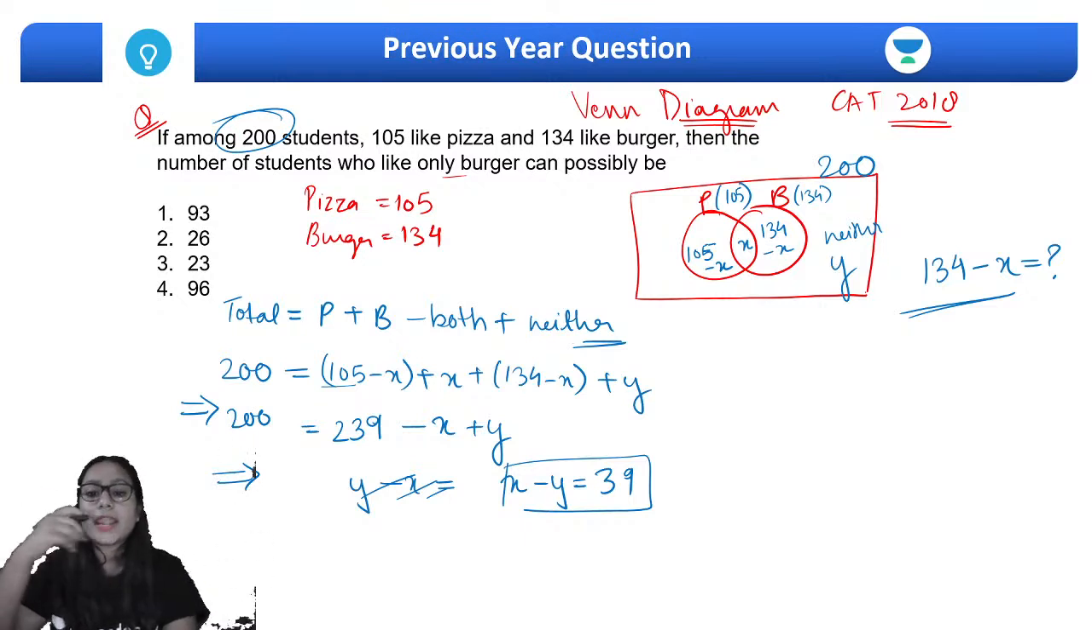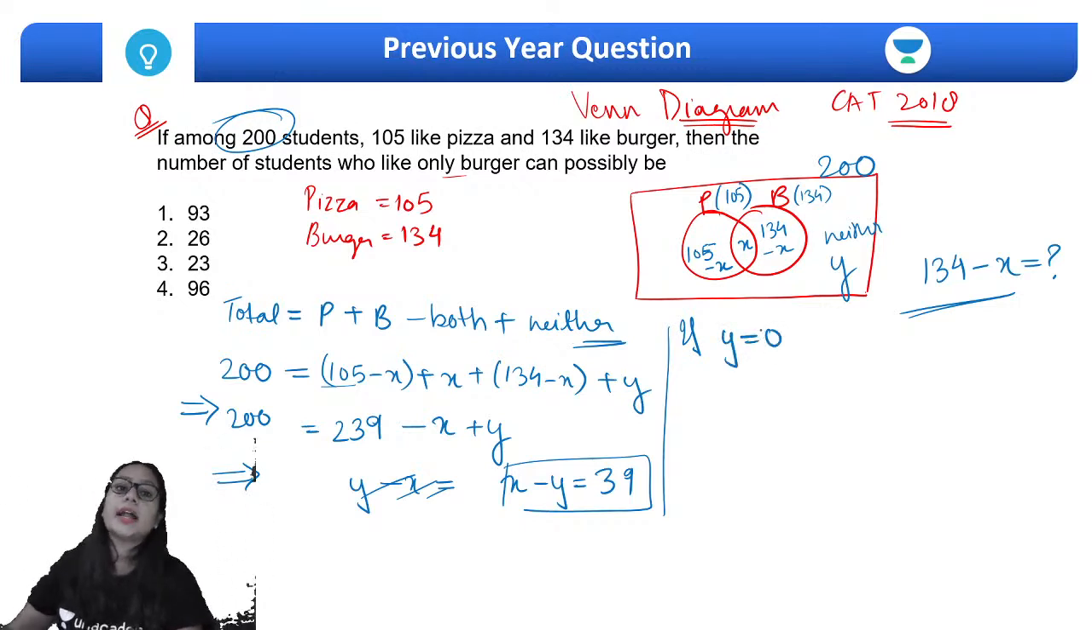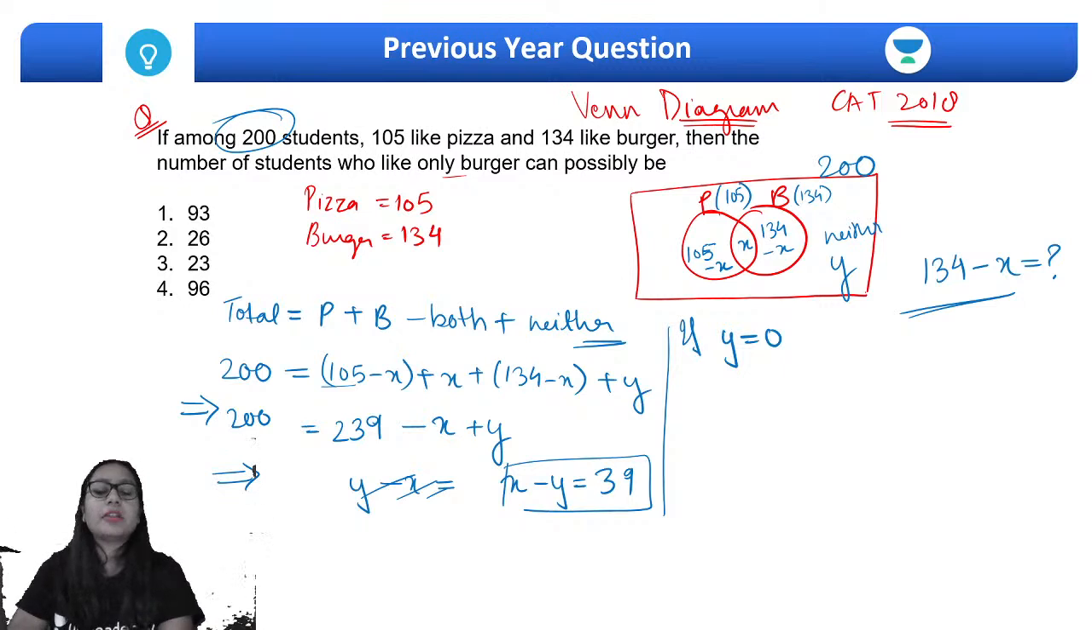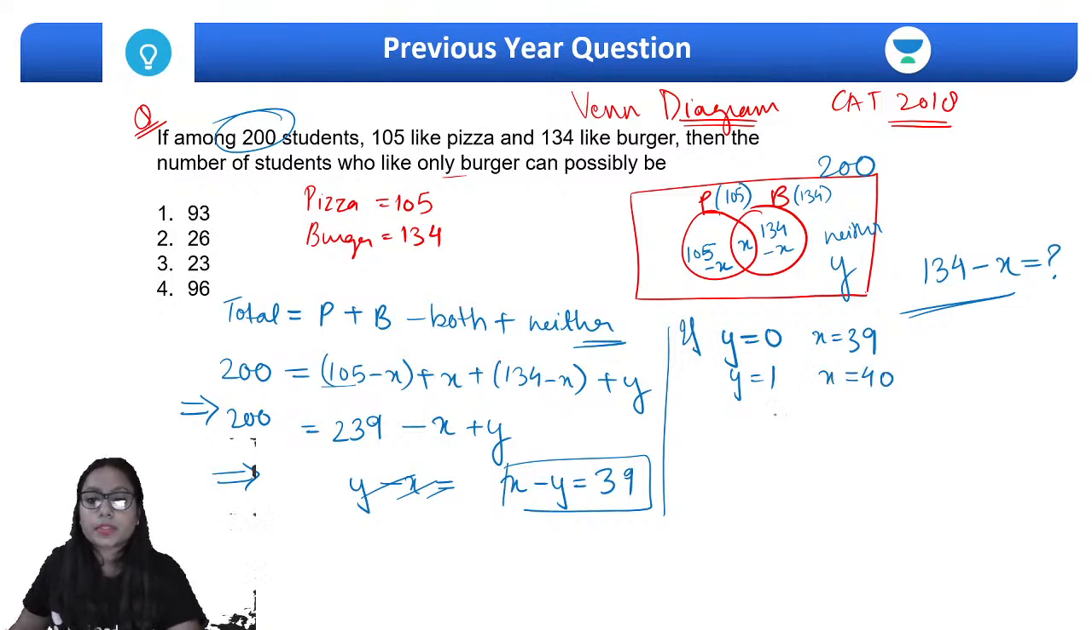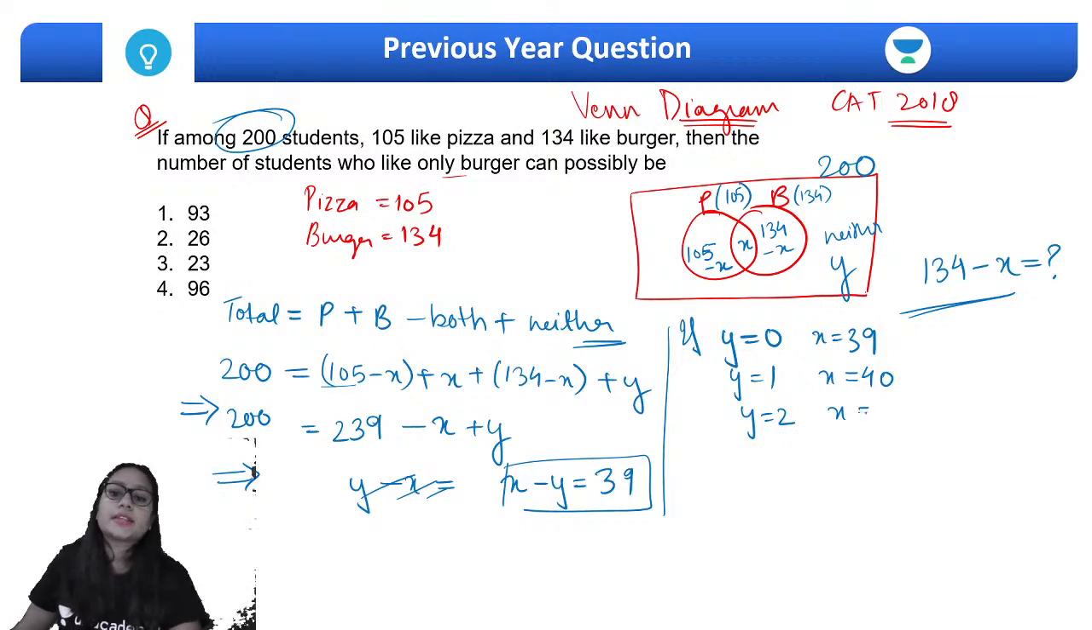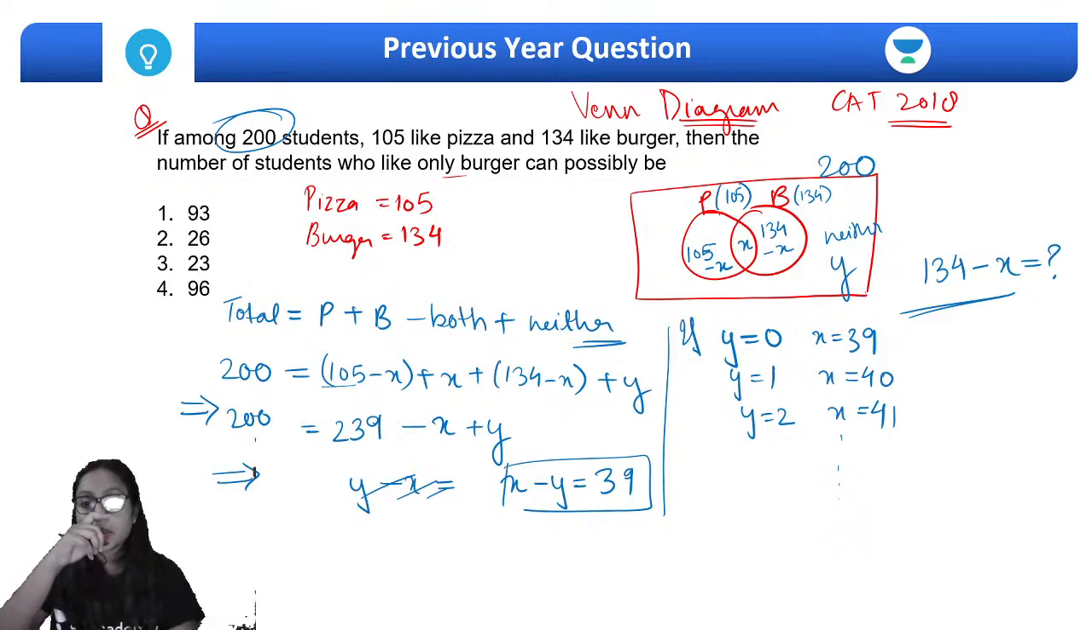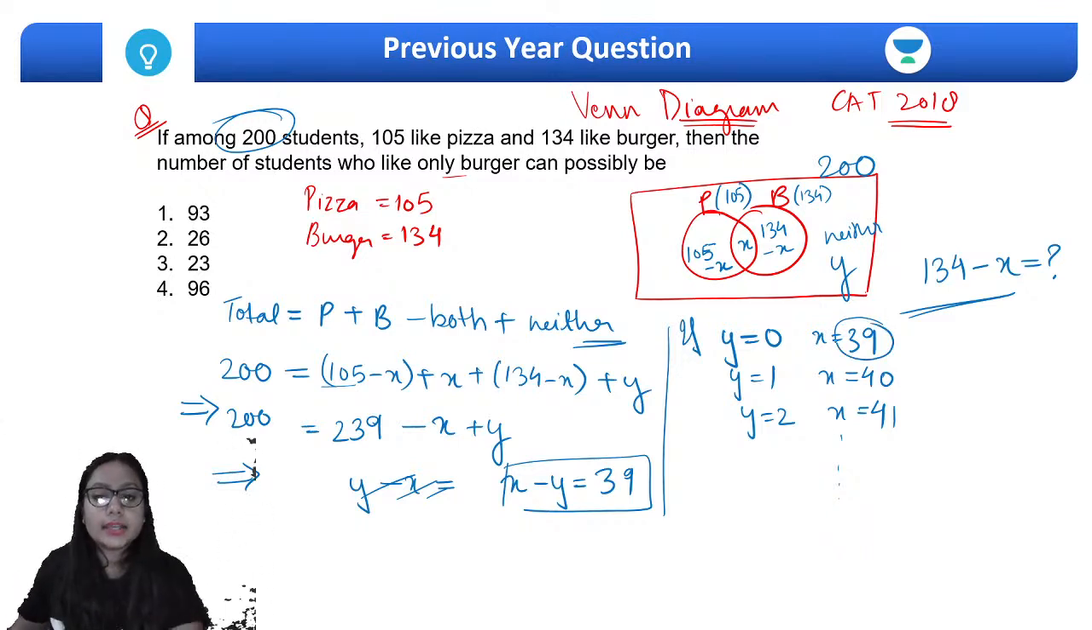Now everything will depend on Y. If I take the value of Y as 0, I take that there is no student who likes neither. Everybody likes either pizza or burger or both. So if I take the value of Y as 0, the value of X would be 39. If I take a value of Y as 1, the value of X would be 40. If I take Y as 2, the value of X would be 41. And so on. So I'll get different values of X. So the minimum possible value of X is 39.